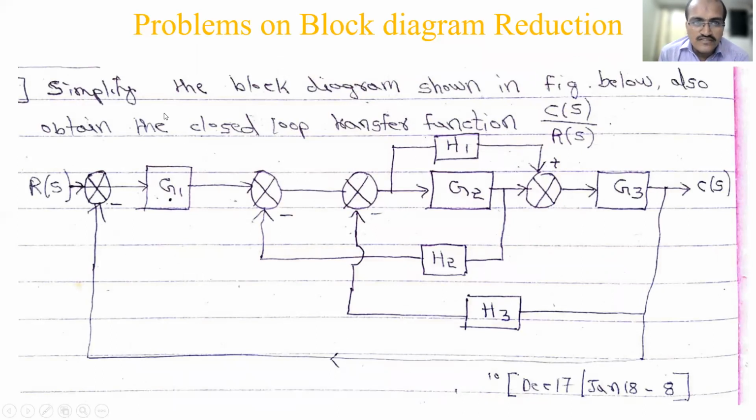So look at the problem. Simplify the block diagram shown in the figure below. Also obtain the closed loop transfer function C of S by R of S. So this is the meaning. Simplify the block diagram shown in the figure below. Meaning what? You have to make it finally a single block. So you have the R of S block and the C of S, and you also have to write C of S by R of S.